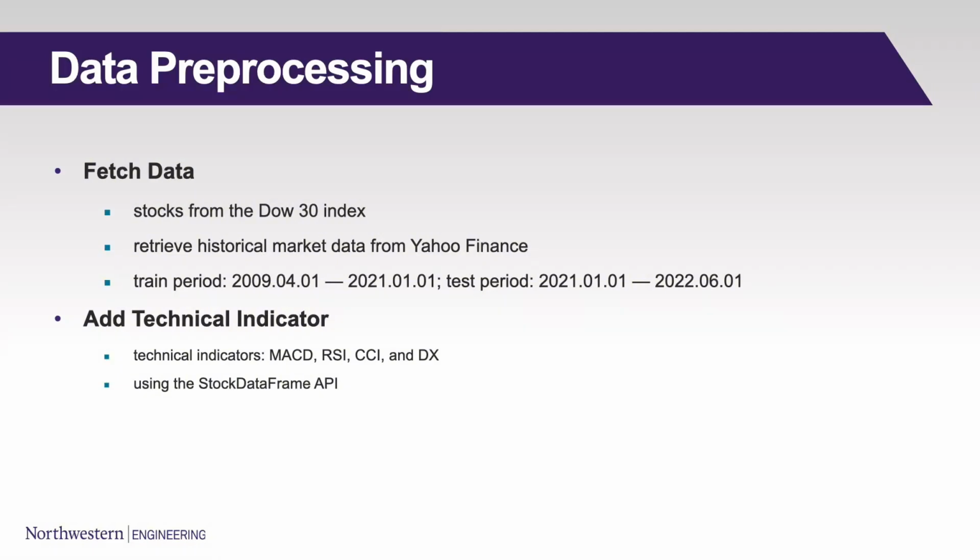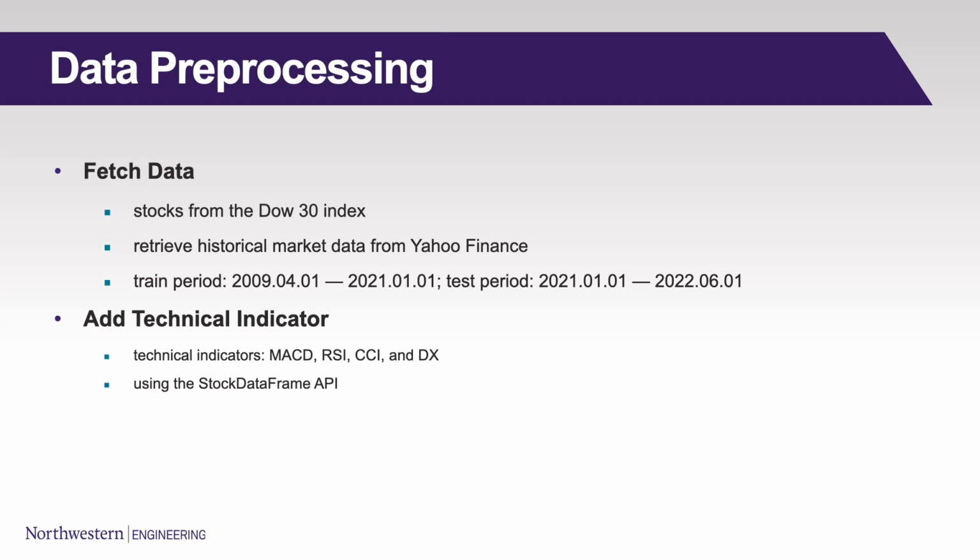We begin by acquiring our financial data for a selected range of stocks from the Dow index. We fetch this data using the yfinance library, which allows us to retrieve historical market data directly from Yahoo Finance. Data from April 1st, 2009 to January 1st, 2021 are used for training, while data from January 1st, 2021 to June 1st, 2022 are used for evaluating our model performance.